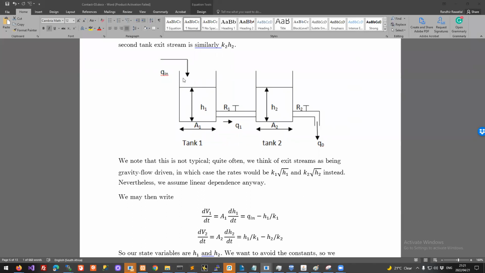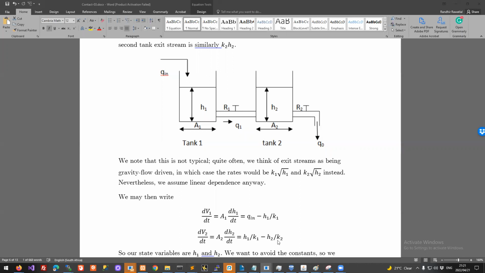So that's the balance on the first tank. And now let's look at the balance on the second one. So the rate of change of the liquid volume in the second tank is equal to the flow rate coming in here minus the flow rate exiting here. The flow rate coming in here, we've just said, is equal to H1 divided by K1. So in this case, it's a plus H1 divided by K1, right? That flow is contributing to the volume here. So that's a plus there.